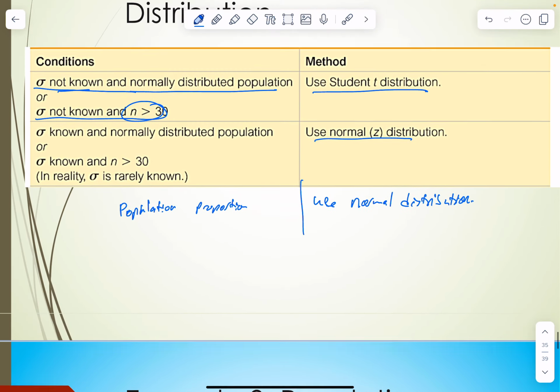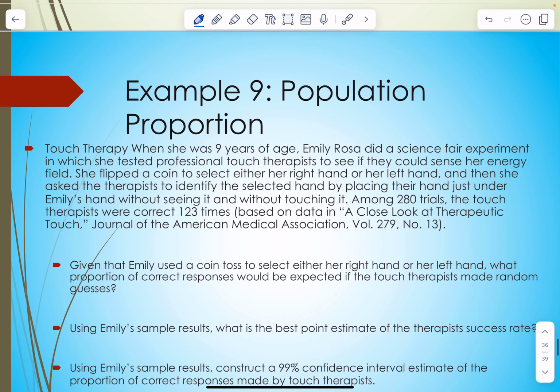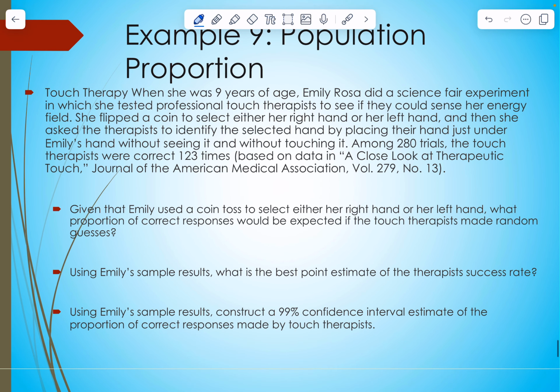Okay, very good. All right, the rest of the slides are all example slides. So if you don't need examples, you're welcome to stop watching. But if you are interested in examples, please continue watching.